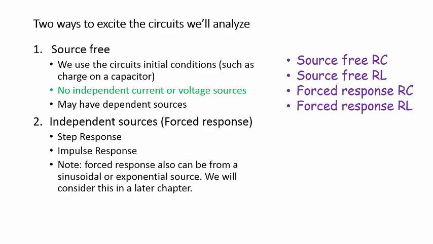So for the circuits that we'll analyze, the RC and the RL circuit, there are two ways that we'll excite the circuit. In one case, it'll be a source-free circuit. So this circuit has some kind of an initial condition on it, such as the capacitor is already charged up to some voltage. And then we will not have any independent current or voltage sources in the circuit, and the capacitor actually will discharge in the circuit, and we'll look at how the circuit behaves. There may be, however, dependent sources in this circuit. There may be some component that depends on the current or the voltage that's somewhere else in the circuit. But there will be no independent current or voltage sources.